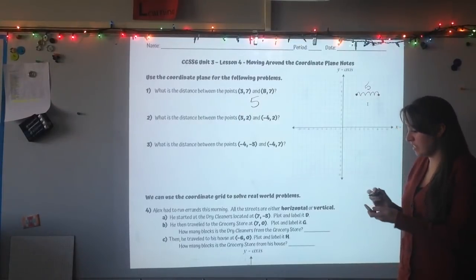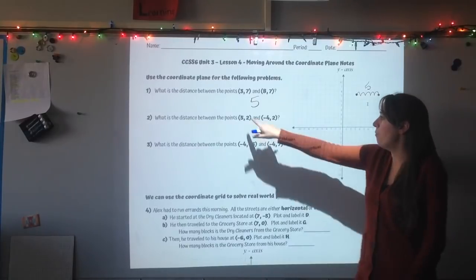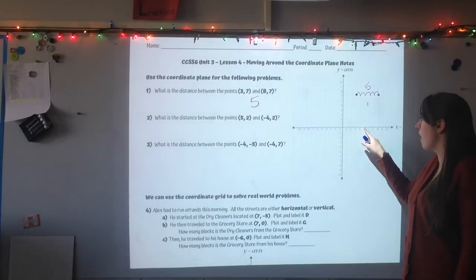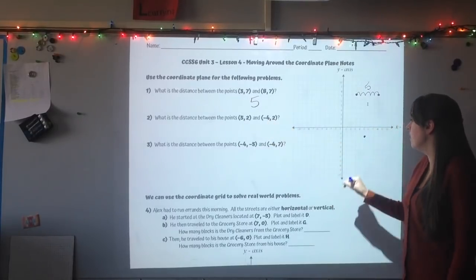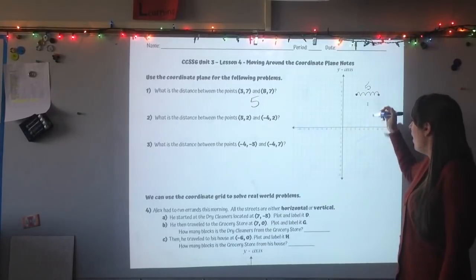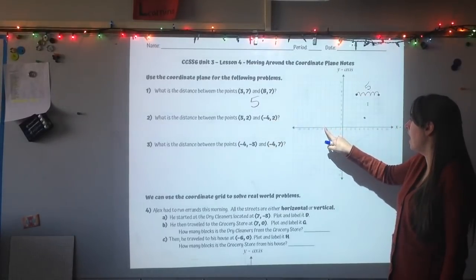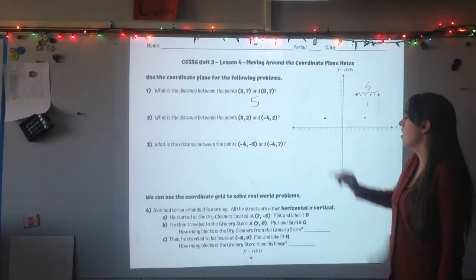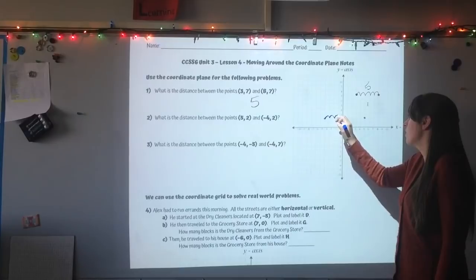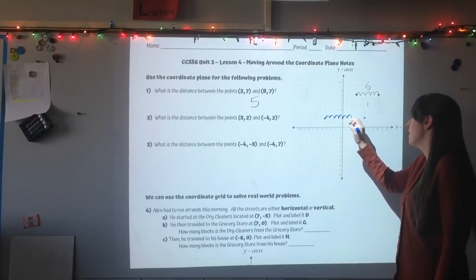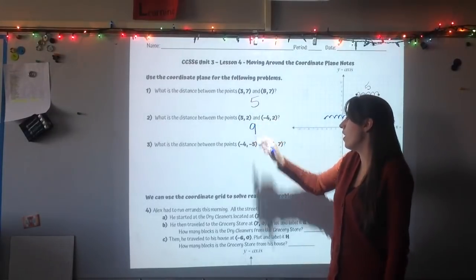Second one, what is the distance between the points (5, 2) and (-4, 2)? So positive 5, positive 2 means 5 to the right, 2 up. And (-4, 2) is 4 to the left and 2 up. So again, I'm going to mark the distance between the 2 points. So I'm going over once, twice, 3, 4, 5, 6, 7, 8, 9. So the distance between those 2 points is 9.